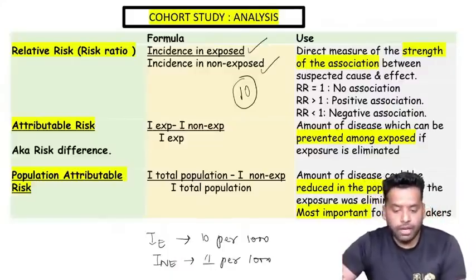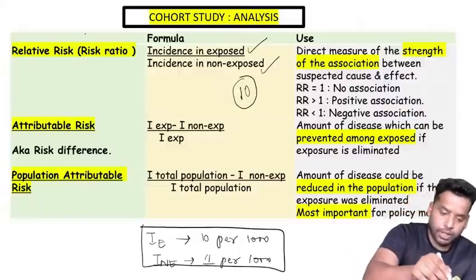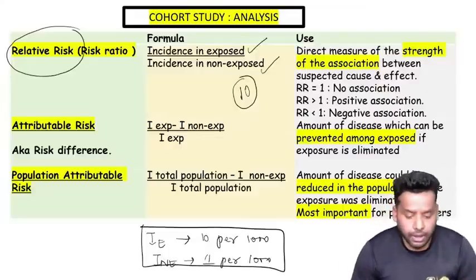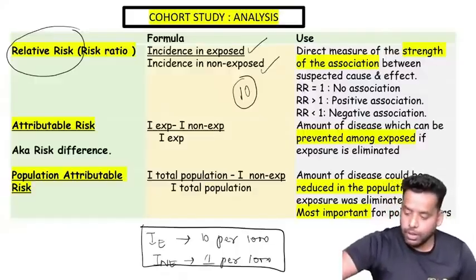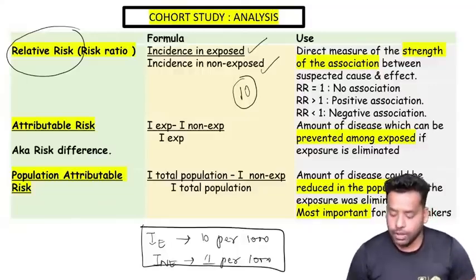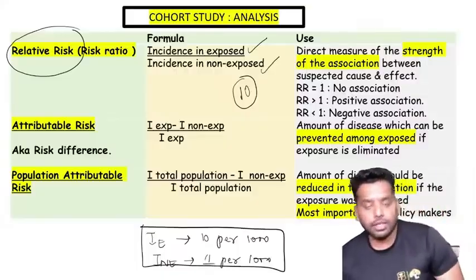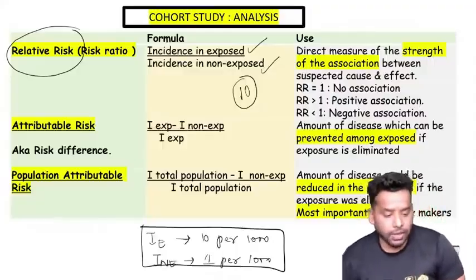So exposed group is having 10 times more risk of developing cancer compared to non-exposed group. True or false? Risk ratio means relative risk. You are comparing between two groups. Exposed group is having 10 times more risk of developing lung cancer compared to non-exposed group. True statement. If the word comes 10 times more risk, 20 times more risk, that will indicate strength of association. Risk ratio, also known as relative risk.